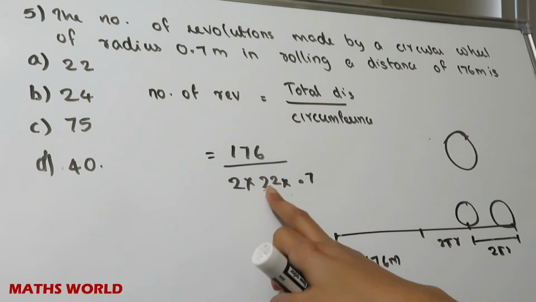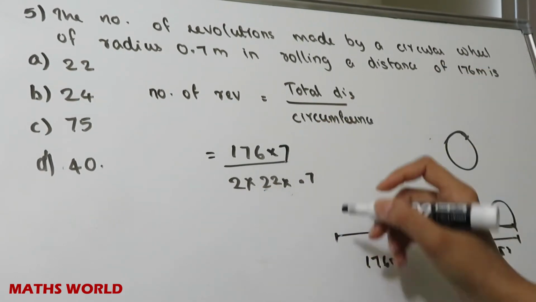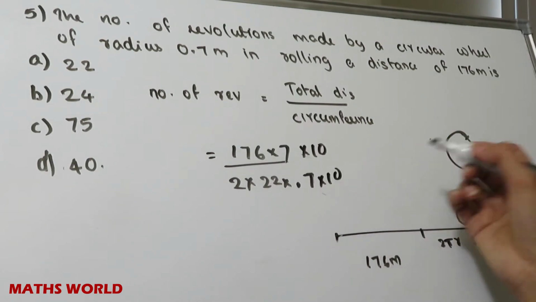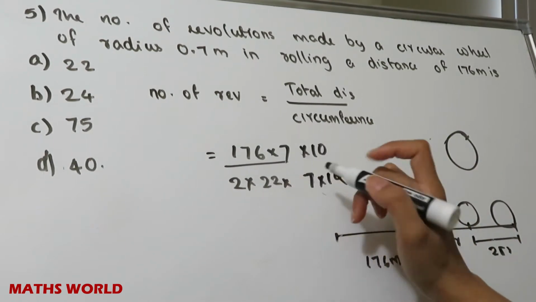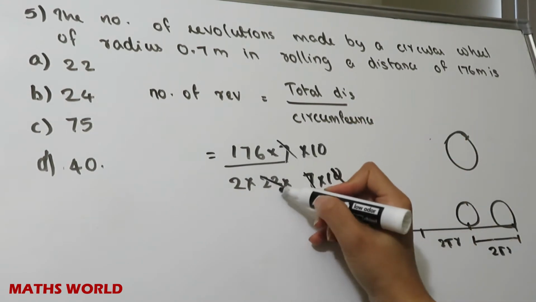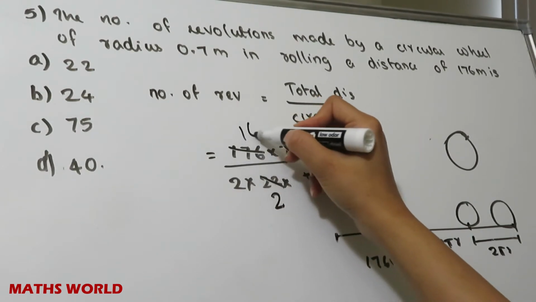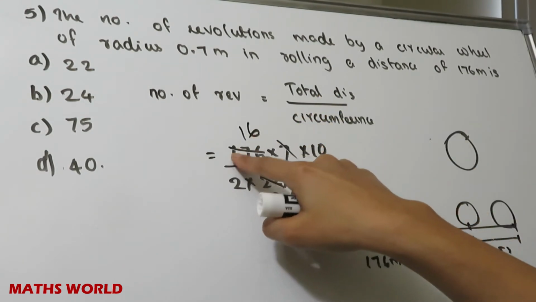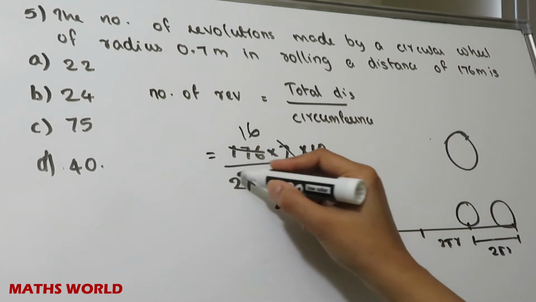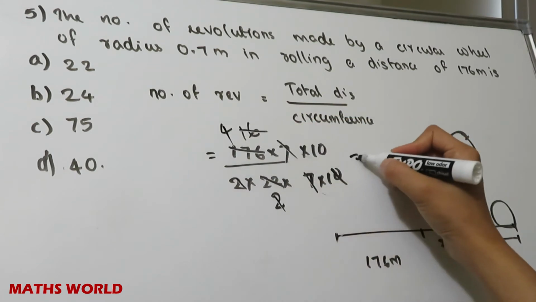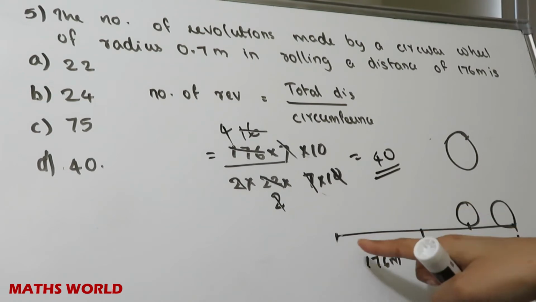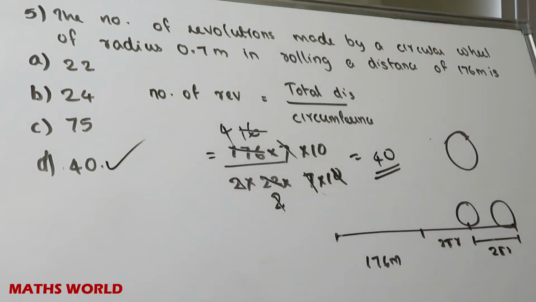This 7 will come to the numerator part. 0.7, so we need to multiply by 10 both numerator and denominator. And using this 0, this will become 7. And here we can cut 7 and 7, and 11 into 2 is 22, and 11 into 16 is 176. Because 6 plus 1, 7 is there. So 11 into 16, 176. 2 2s are 4, 4 4s are 16. 4 into 10, 40. So the total number of revolutions to cover this distance is equal to 40. Option D is the correct answer.